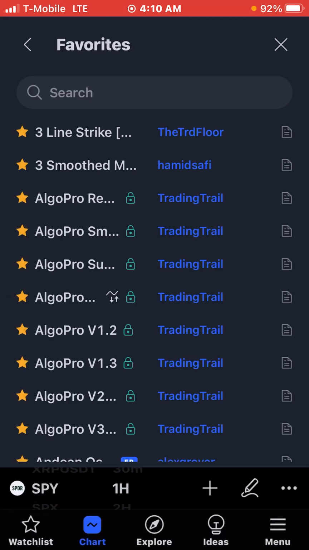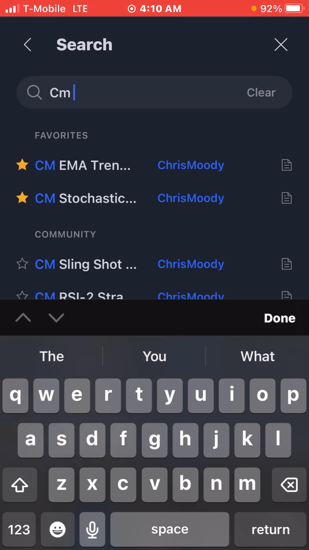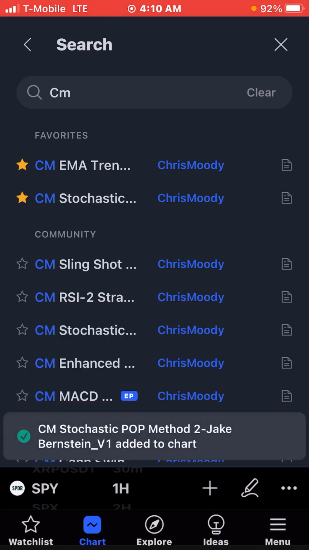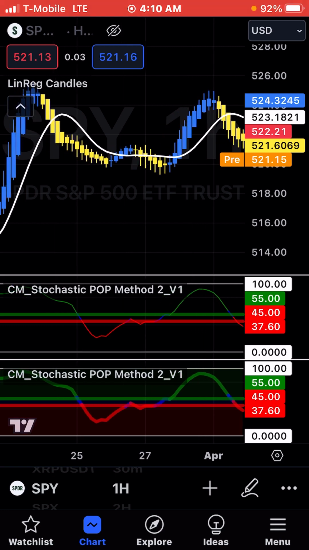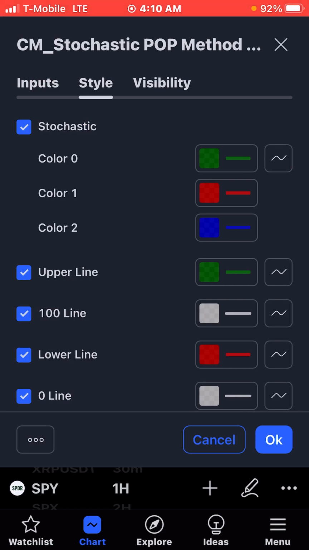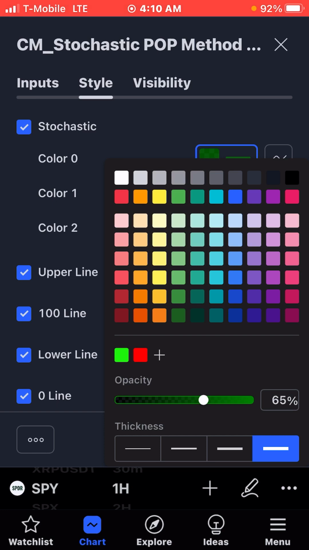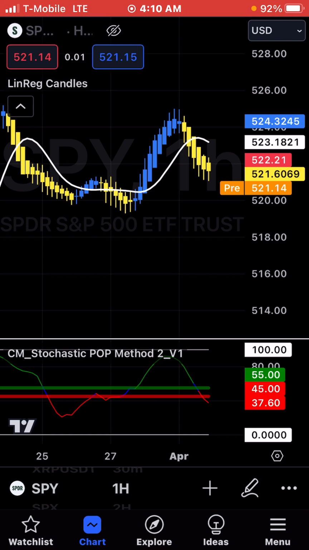So basically, you just go and search for CM Stochastic. It's by Chris Moody, I believe. So I'm going to put that one on here. This is kind of how it looks when you first load it. But what I basically did is I just made the lines a little bit less thick, because it just looks like a clear screen. So I turned up the opacity on these, and I made the lines less thick. So basically that's all I did to get it to where it is right now.